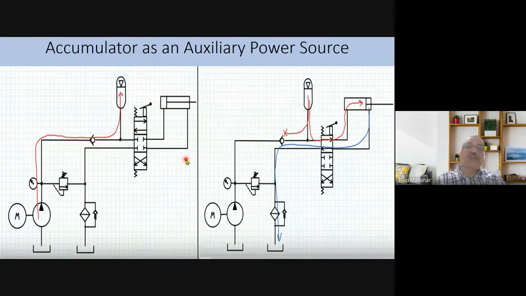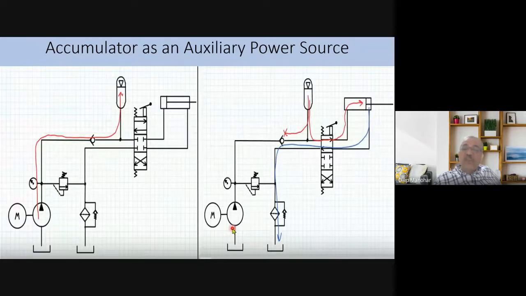Here is shown an accumulator used as an auxiliary power source. Suppose the circuit is not working and the pump is pressurized and working. It will store the liquid into the accumulator by going through the check valve. It will store the liquid here under pressure. After it is stored, what will happen? This liquid has no return path because it's blocked by the check valve.